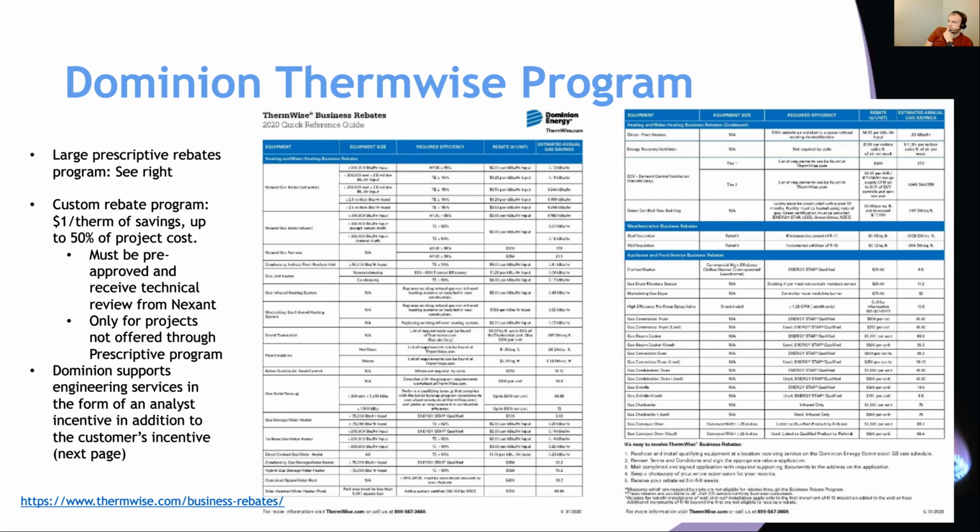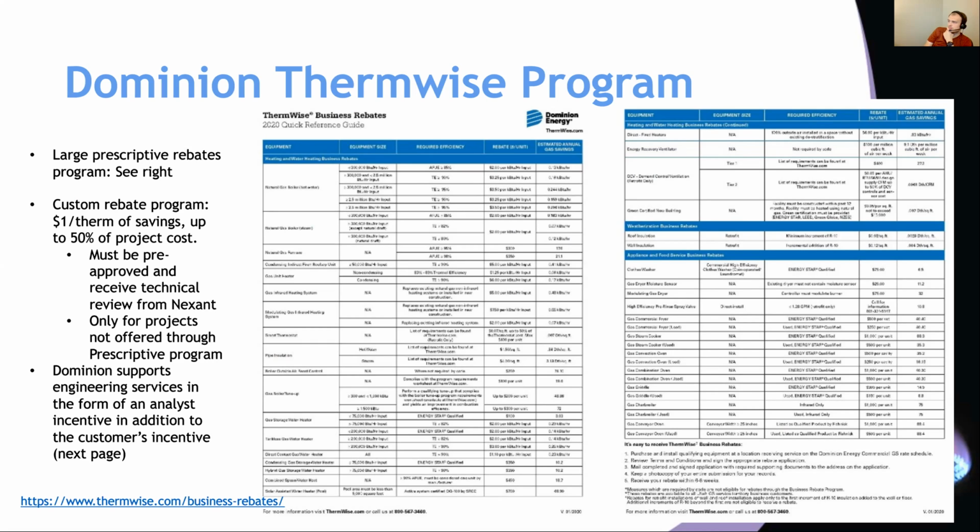So the Dominion program is called Thermwise. Go to thermwise.com and you will be able to see what they offer both for businesses and for people who are individual homeowners, contractors who are building homes, and for multifamily programs as well. The prescriptive rebates program is Dominion's pride and joy. They have a list of rebates where if you qualify, you get this much as a rebate based on the size of your equipment.